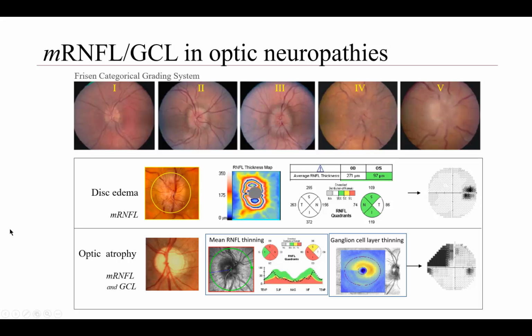Moreover, these commercial devices present the data in a very simplified stoplight graphical format that allows you to very quickly identify statistically abnormal values that are color-coded in red or yellow. And while these parameters can be extremely useful, there are several caveats that you need to consider when interpreting this data.